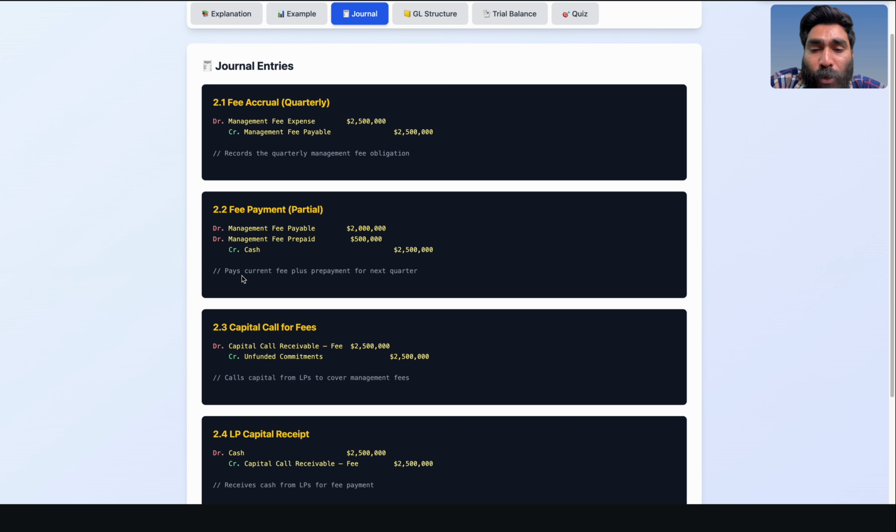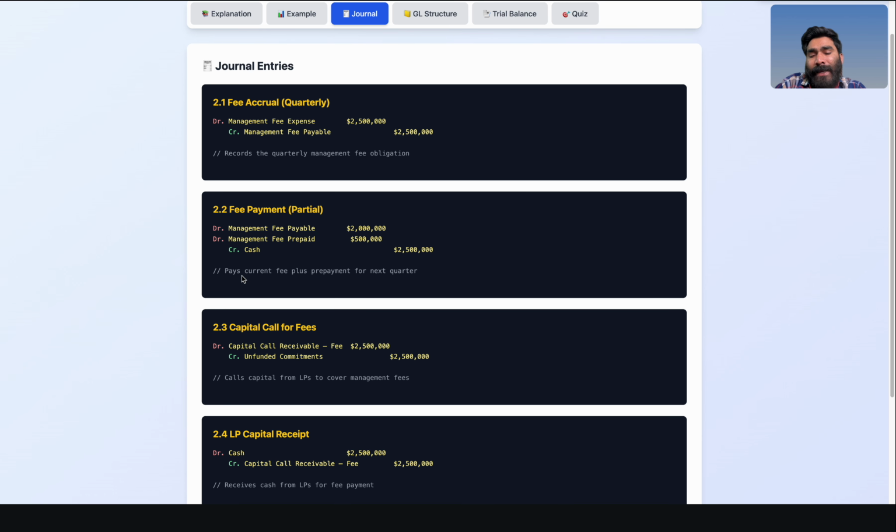Then cash total would be around 2.5 million. So it means 2 million paid for the last accounting period, and 0.5 million, 500 thousand, looks like paid for the next accounting period. So this is the combination of payable and prepaid expense journal entry.